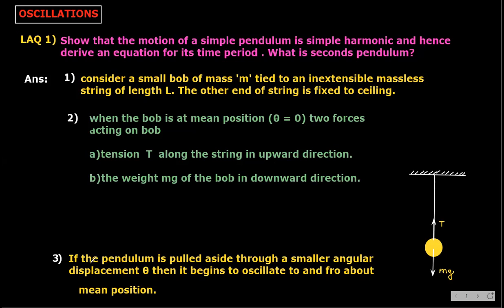Now if the pendulum is pulled aside through a small angular displacement theta, then it begins to oscillate to and fro about a mean position. Means this bob, when we are pulling here, this will start oscillating about a mean position that we will see on next page, right?